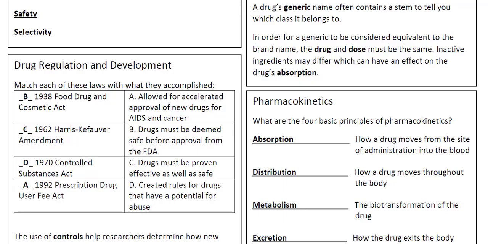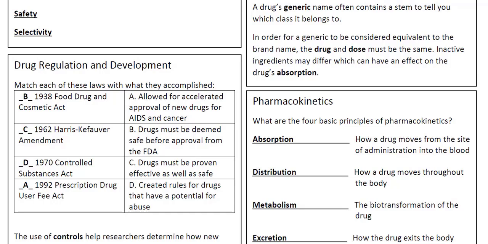Then in 1962, the Harris-Kefauver Amendment was passed, stating that drugs must be proven effective as well as safe. The events leading up to this happened mostly in Europe, where thalidomide, a sedative, was being used by many women to treat morning sickness. The drug ended up causing birth defects and fetal deaths. Thalidomide was never approved in the U.S., but it did spur the FDA to want stricter requirements for drug approval. In 1970, the Controlled Substances Act created rules for drugs that have a potential for abuse.